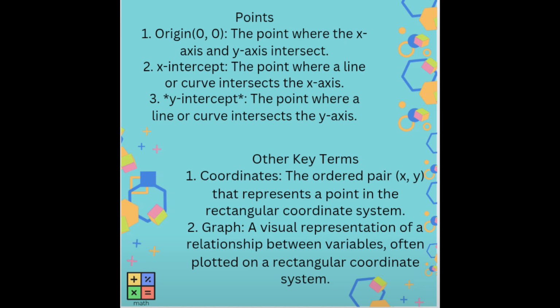Points. 1. Origin (0, 0), the point where the x-axis and y-axis intersect. 2. X-intercept, the point where a line or curve intersects the x-axis. 3. Y-intercept, the point where a line or curve intersects the y-axis.